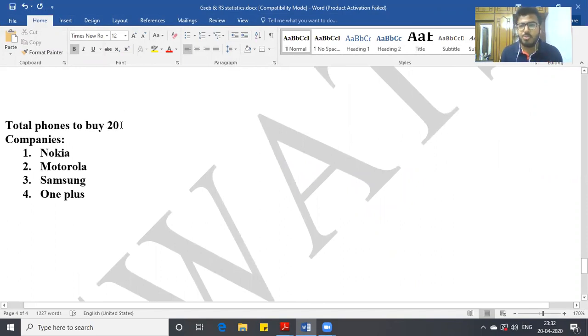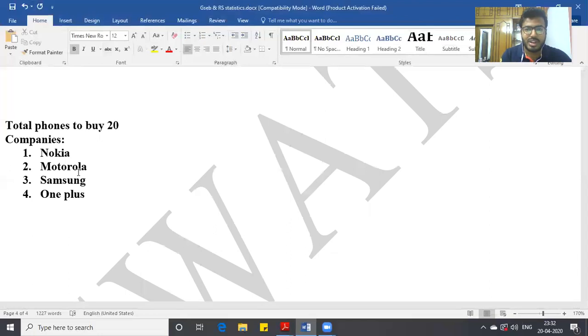Now I'm just telling you what the use of mode is. The companies from which you have to buy: the condition is that only 4 companies are there, Nokia, Motorola, Samsung and OnePlus. So these are the 4 companies. Understand that it is only limited to this condition, just as an example I'm telling.